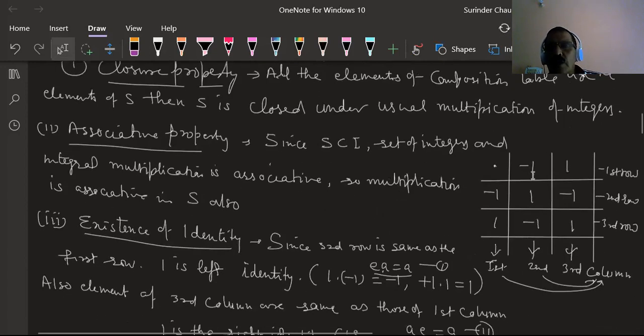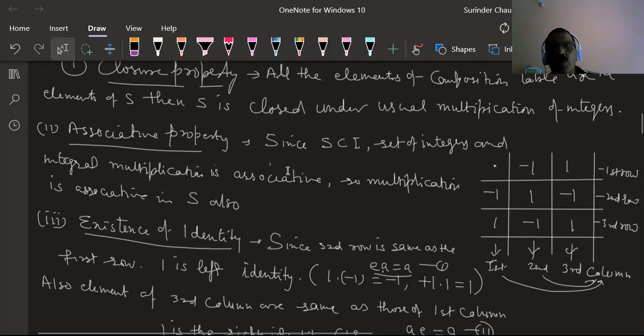First, this is the composition table for this, with the binary composition multiplication. We have written the elements of set S in a particular order, -1, 1. In the same order, we write the first column. Then for the first row and first column: -1 into -1 is 1, -1 into 1 is -1, 1 into -1 is -1, 1 into 1 is 1. So this is the square array, the composition table. With the help of this, we'll discuss whether this will form a group or an abelian group.